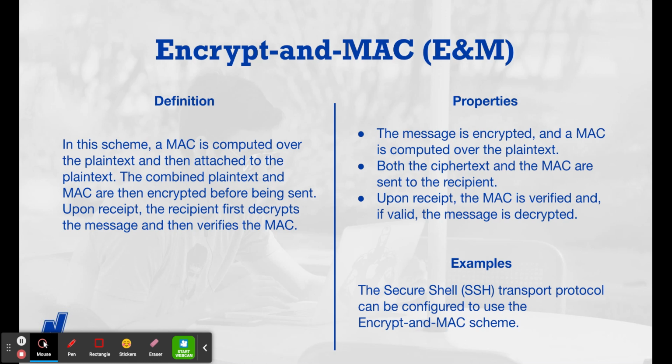This method provides security, but like the MAC then encrypt, it has potential vulnerabilities and is less favorable compared to the encrypt then MAC. Encrypt and MAC is used in certain configurations of the Secure Shell transport protocol, or SSH. This protocol is widely used to secure data communication, command line logins, remote command execution, and other secure network services between two networked computers. However, due to potential vulnerability, this method is often replaced with the encrypt then MAC in modern systems.